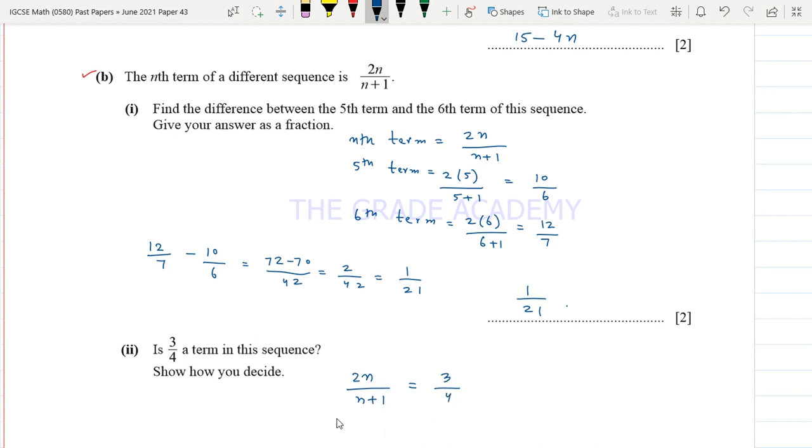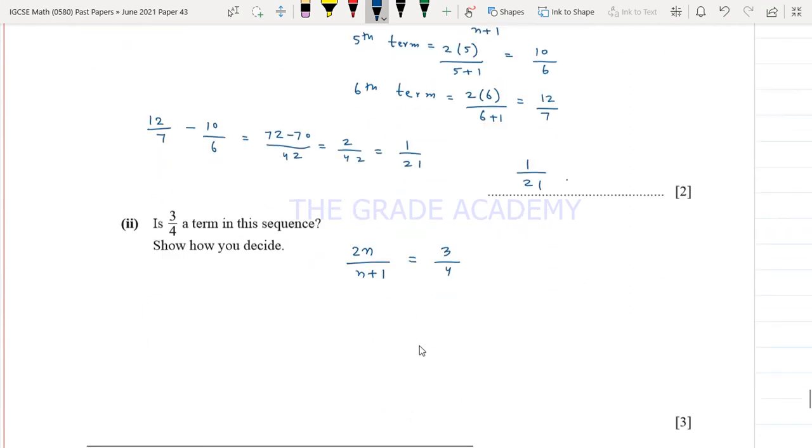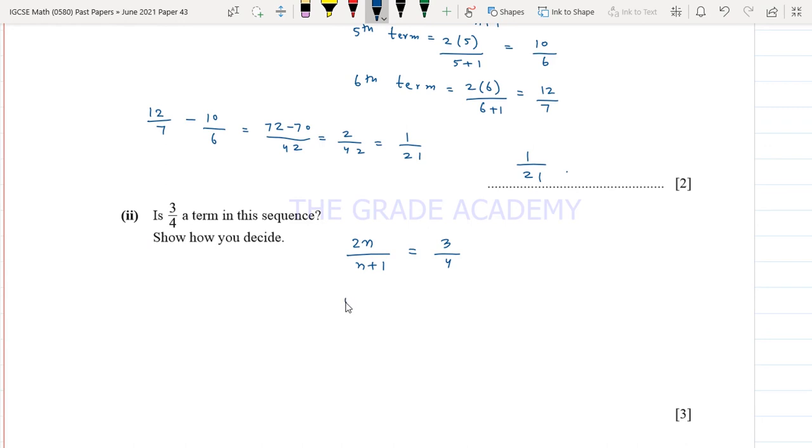Now we will solve this equation for n. If the solution is a whole number, then yes, 3 by 4 will be a term of the sequence. But if our solution is not a whole number, then 3 by 4 won't be a term of the sequence. Now let us solve this equation for n. We can cross multiply here. So 4 times 2n is equal to 3 times n plus 1, so 8n is equal to 3n plus 3.